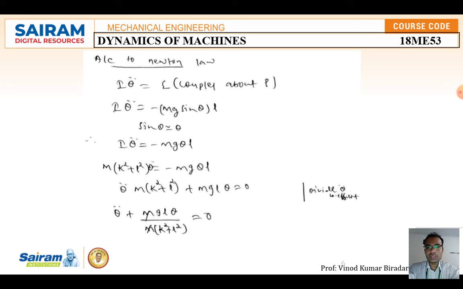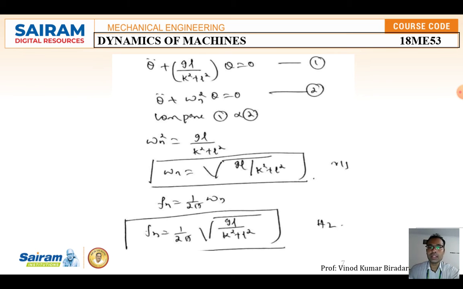So again we are going to divide this, just to reshuffle, that is, rearrange this. θ double dot (m k² + m l²)... that is, θ double dot (m)(k² + l²) plus m g l θ is equal to 0. So divide this by m (k² + l²). We are going to get θ double dot plus m g l θ divided by m (k² + l²) is equal to 0. So m is going to get cancelled. So remaining is θ double dot plus g l divided by (k² + l²) times θ is equal to 0.